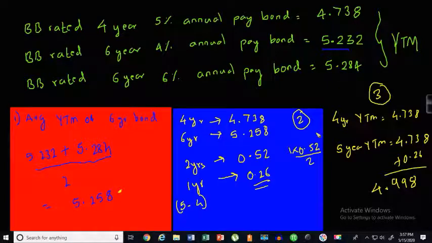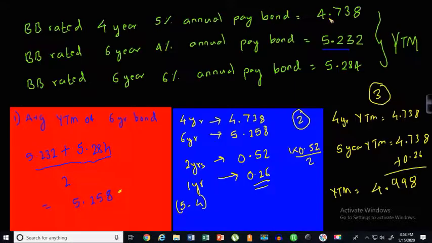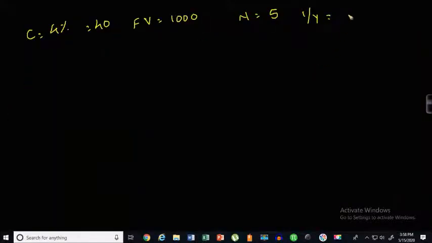Now we have this YTM. Now let us value the bond. What are the characteristics? The coupon is 4%, which is 40 rupees or $40. Face value is equal to 1000. N equals 5 years, and IY is equal to 4.998. So 40 is our payment. So put these numbers in your TVM and you will get the answer.